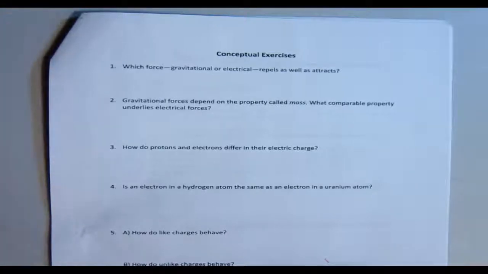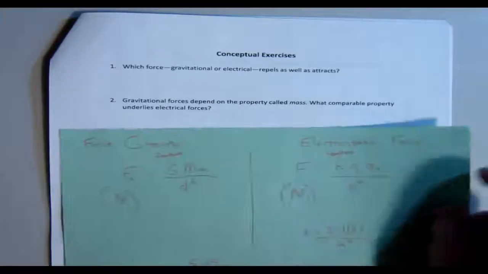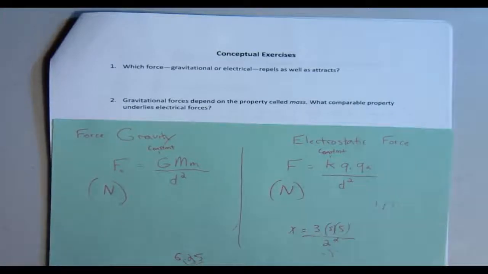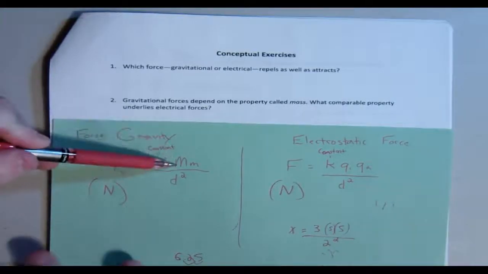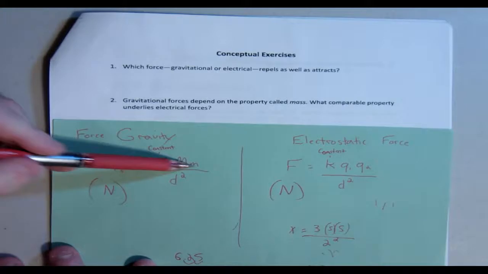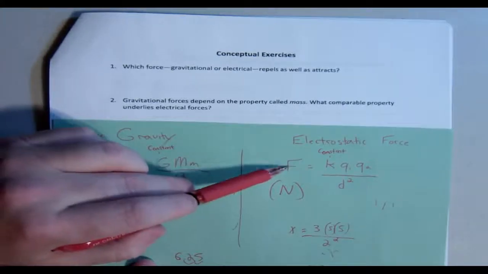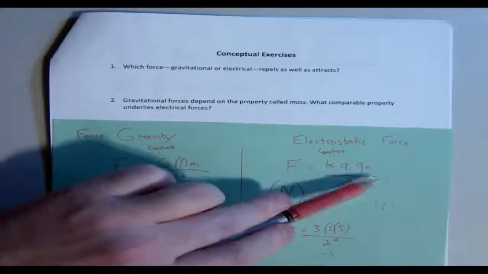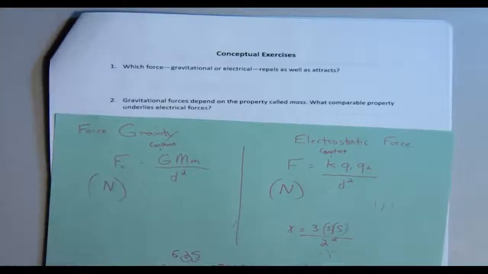Okay, number two, gravitational forces depend on the property called mass. What comparable property underlies electrical forces? So in other words, you're looking at your formula, right? What is the similar property of mass in the electrostatic force formula? Well, it's charge, right? It's Q. So that one's easy, okay?